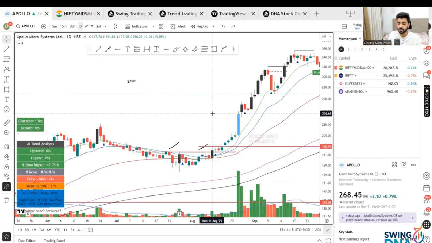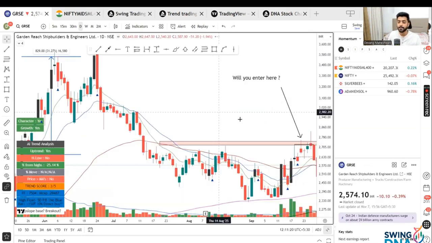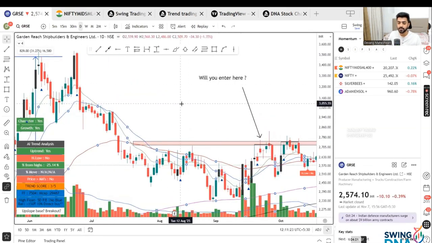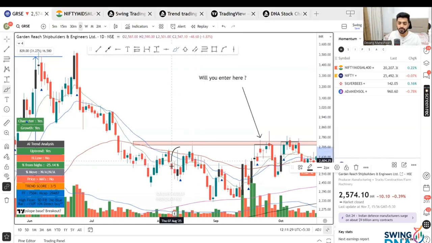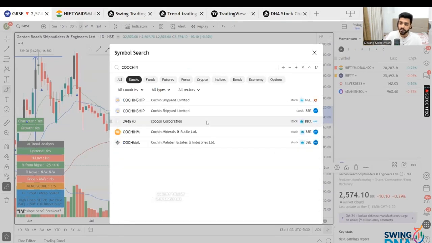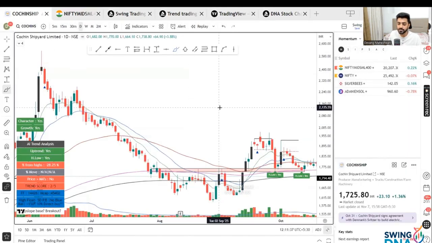11th August, September. See 11th August here, momentum came. So yeah, sectoral move was there in this case also. So Apollo Micro should be given priority. Okay. That's how you will decide. If you have limited funds, you can prioritize that by understanding.